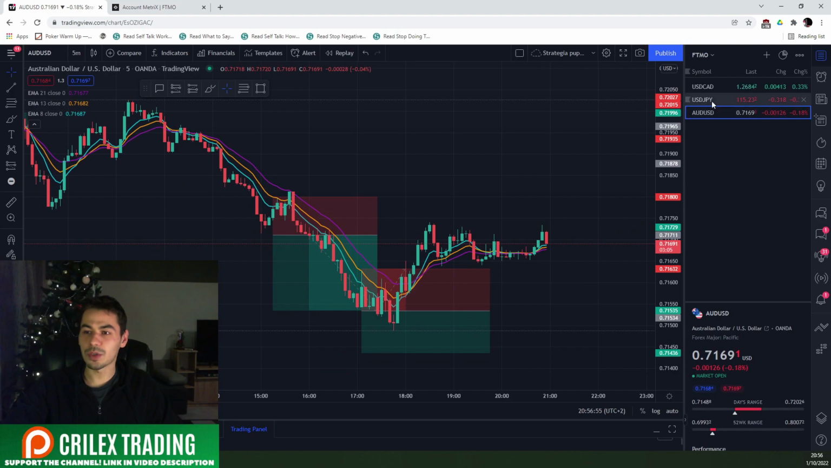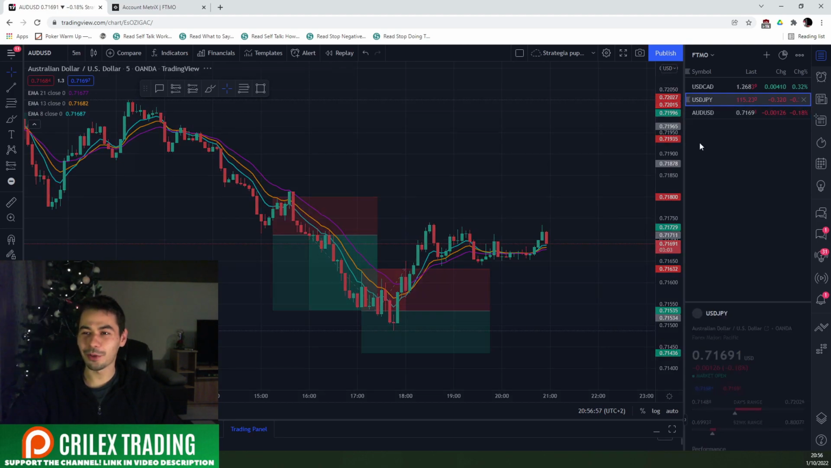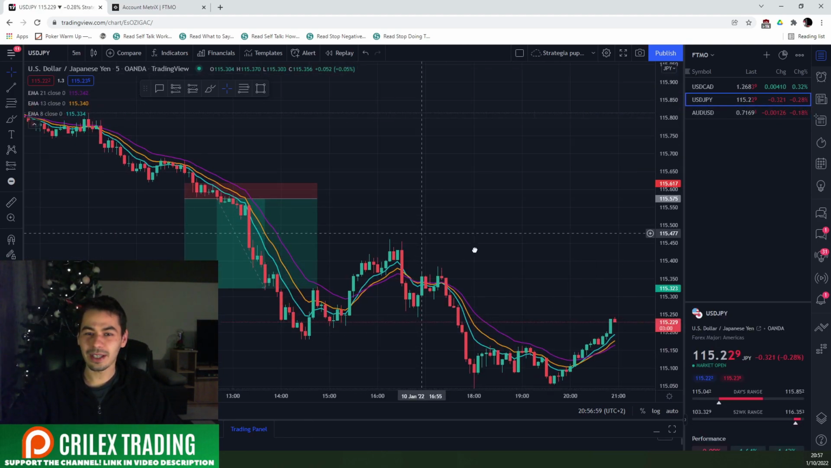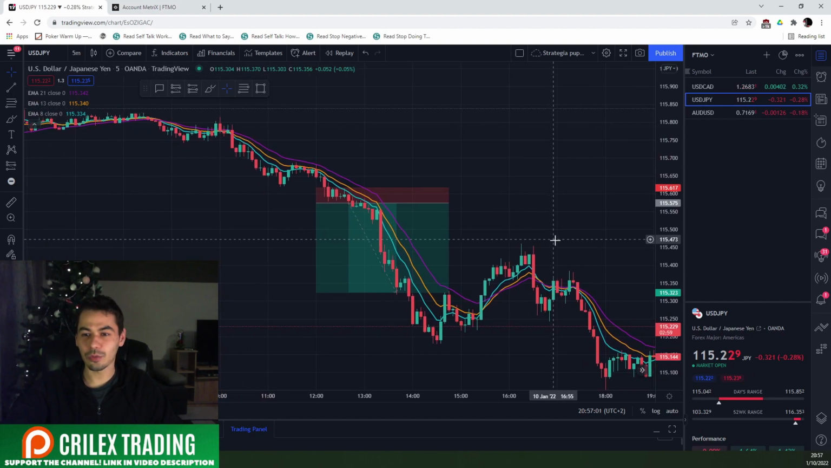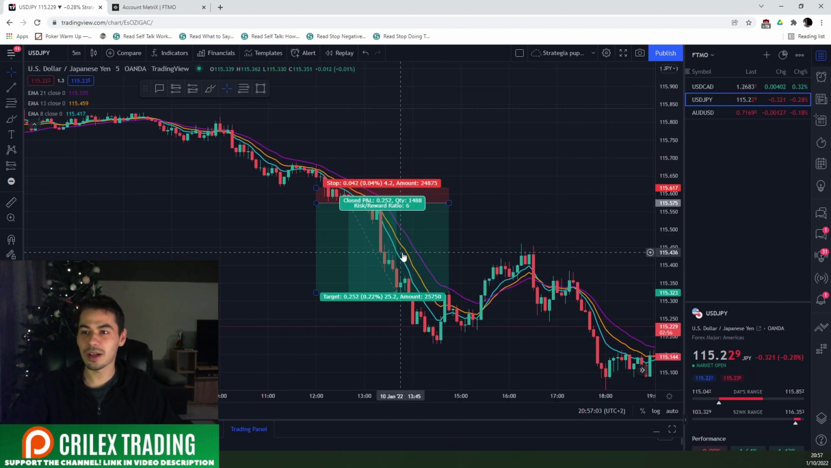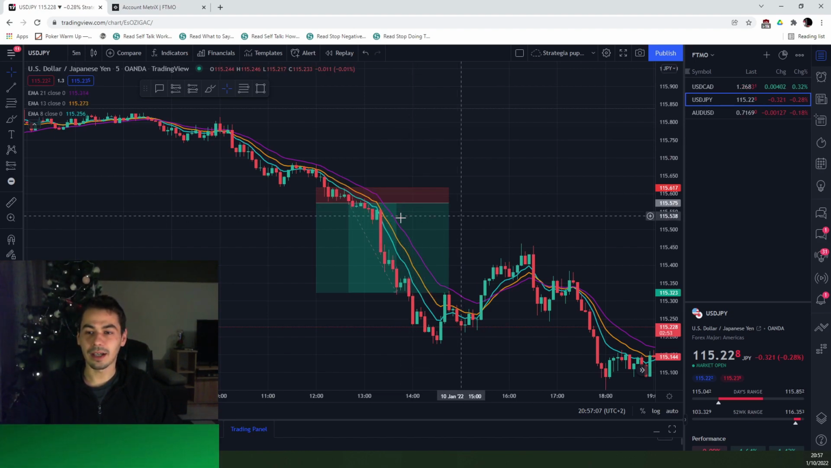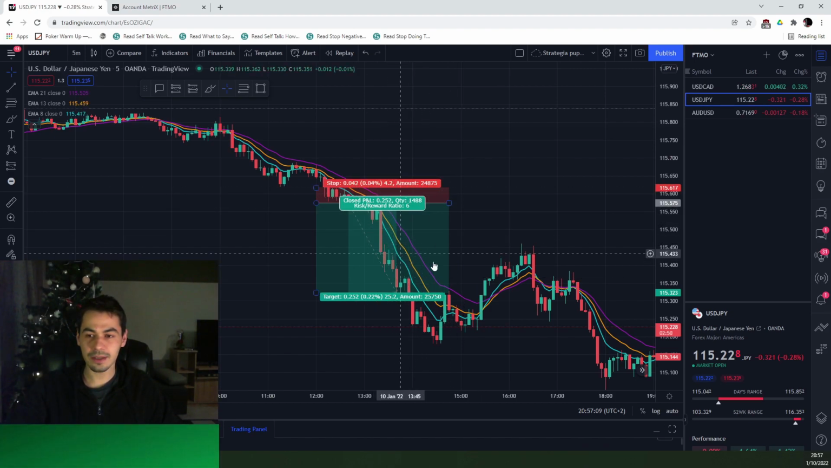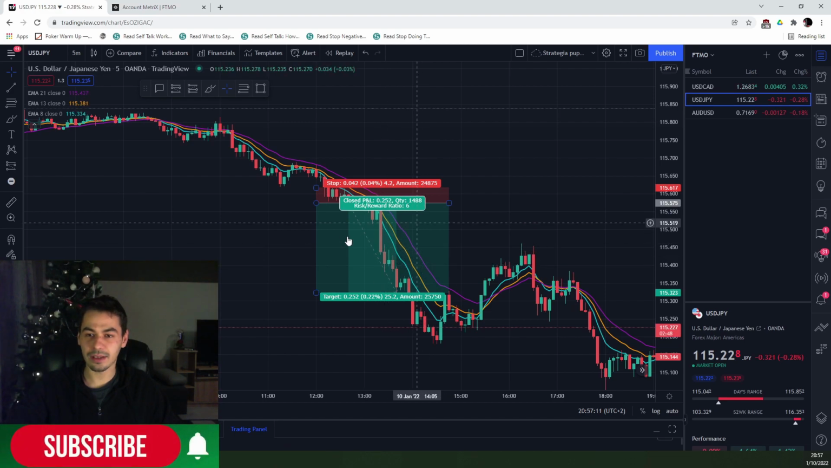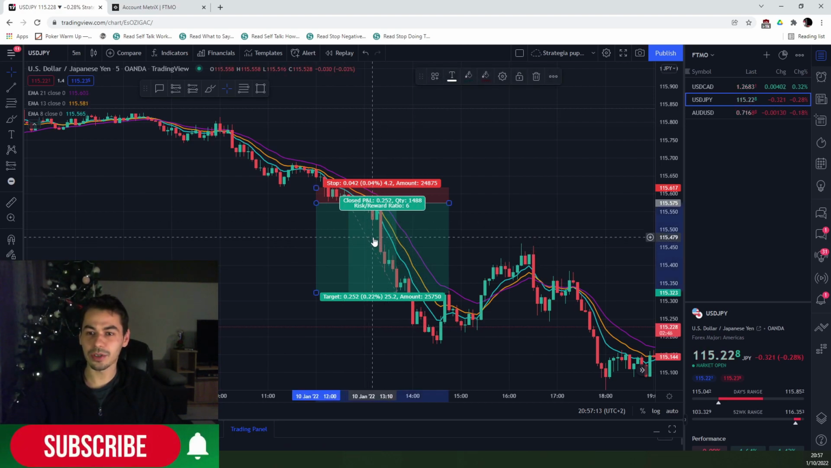And now the most interesting part in my point of view from today's trading is actually this trade that we took on the US dollar Japanese yen. As you can see, it is marked as a 6-to-1, and I will actually walk you through this because this is a nice trade that we took.